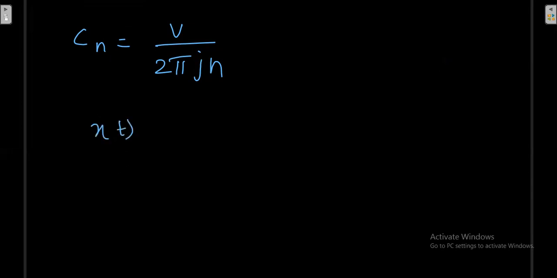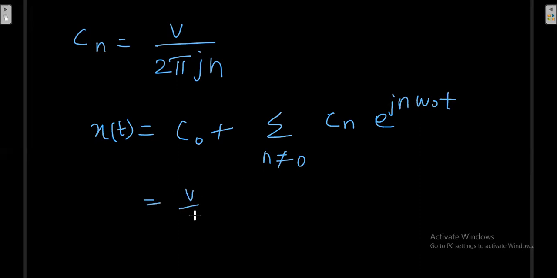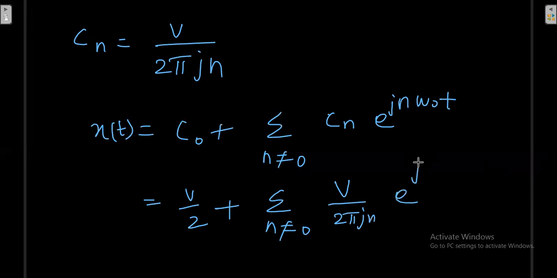So finally, x of t can be represented as C naught, because we have calculated C naught separately, plus, when n is not equal to 0, Cn e power jn omega naught t. What is the C naught value? V by 2, summation n not equal to 0. That means the summation goes from minus infinity to plus infinity, but n equal to 0 is not applicable here, because when n is equal to 0 we get the term v by 2. Then Cn is equal to v divided by 2 pi jn, e power jn omega naught t.